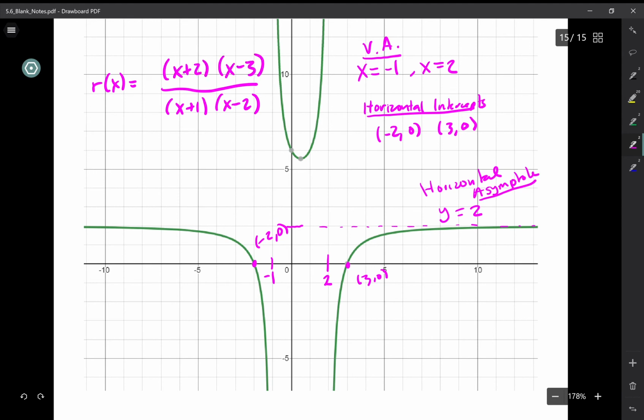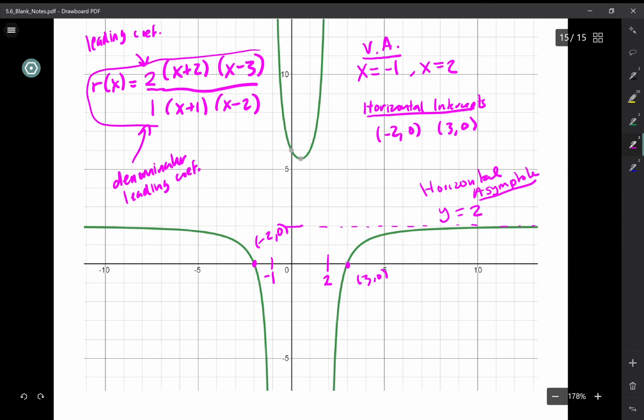And now we need to worry about this a value out front. The degree of the top is the same as the degree of the bottom. So we know that y equal 2 is our horizontal asymptote, so we don't need to mess with the degrees, they're matching. But if we want y equal to 2 to be our horizontal asymptote, we need this a value to be equal to 2. And that way the leading coefficients would be 2 from the numerator and a secret 1 from the denominator that we don't always write down. Right? So there's my function for this guy.